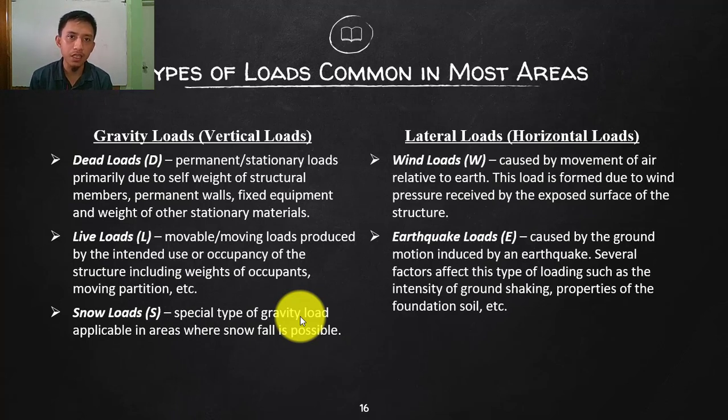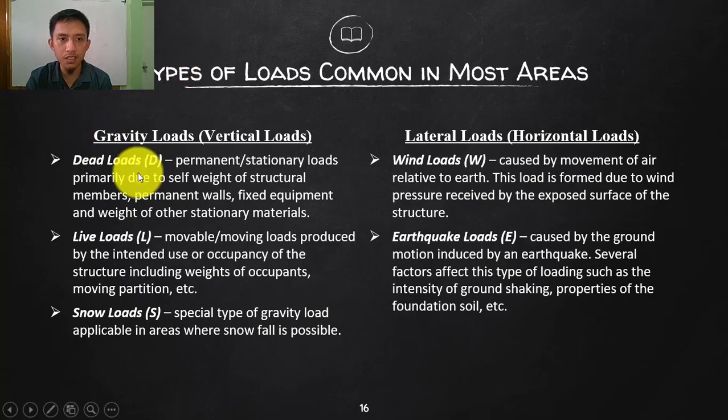Unlike the common structures, which are buildings, bridges, and pavements, an example of a special structure is a tower, which is intended only for its purpose as a tower. So what are the loads?